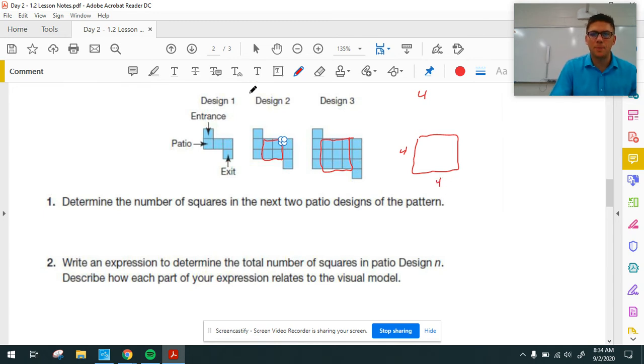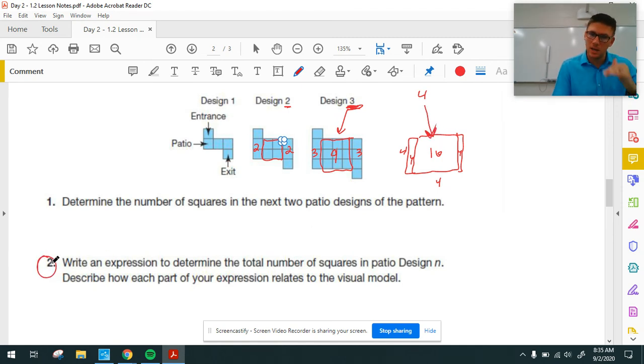But notice what else is happening. Design 2 has 2 here, 2 here. Design 3 has 3 here, 3 here. Design 4 would have 4 here, 4 there. So we're trying to see the relationship, but also relate it to design number. Remember, n is the design number. So design 3 has a 3 by 3, which is 9. Look at the relationship. It's squared. 4 by 4, which is 16. It's squared. That's that concept.